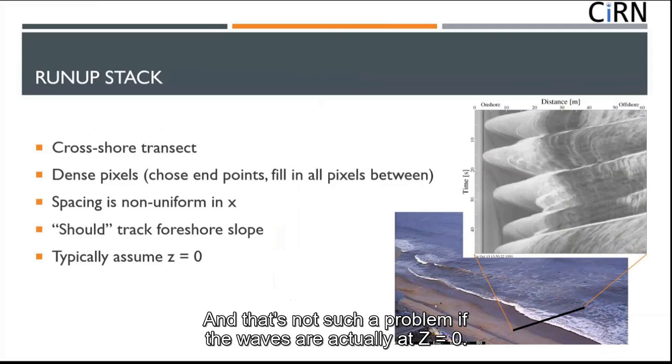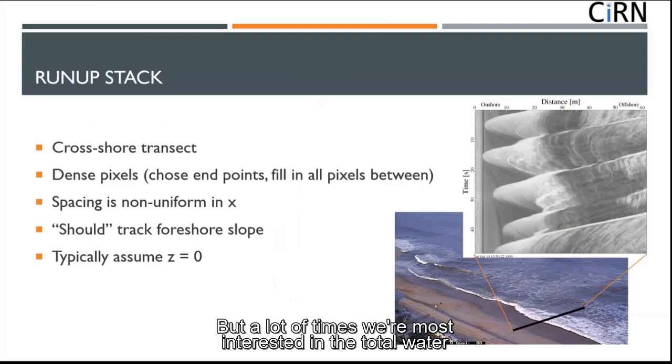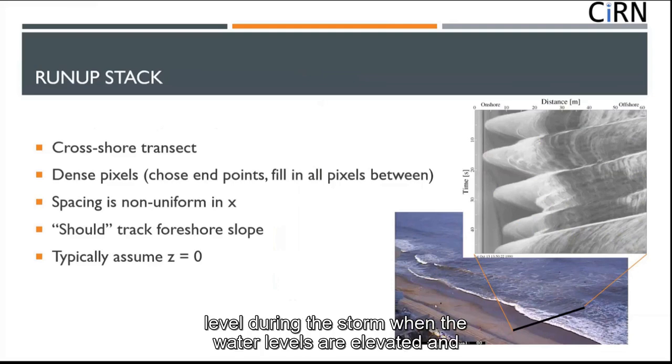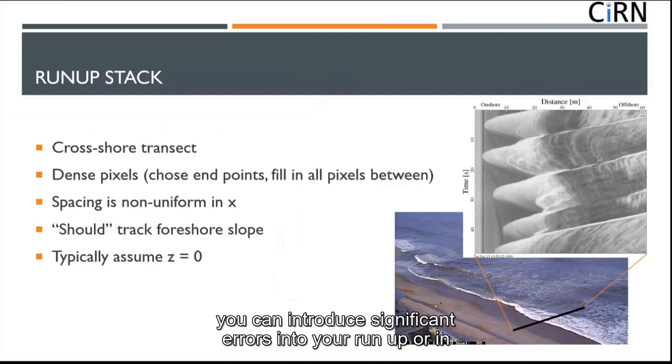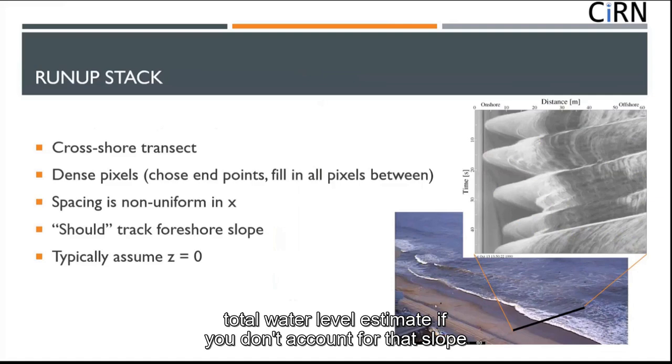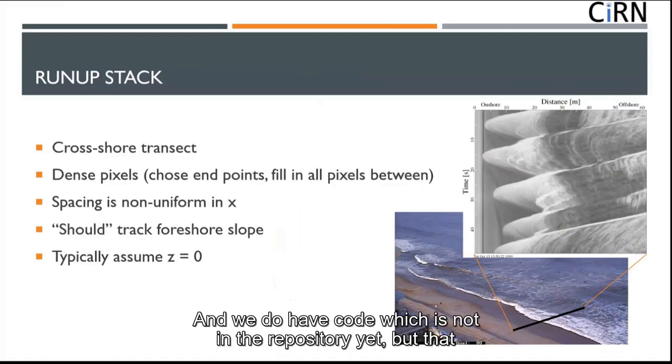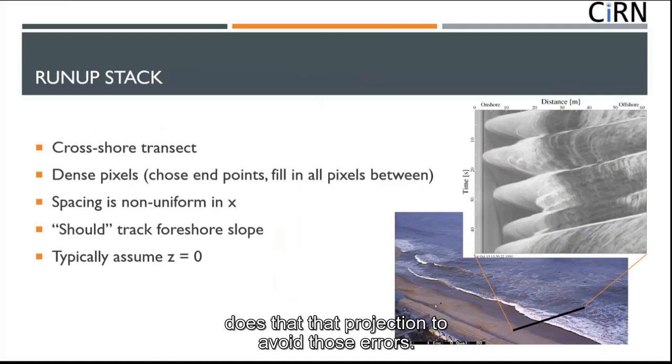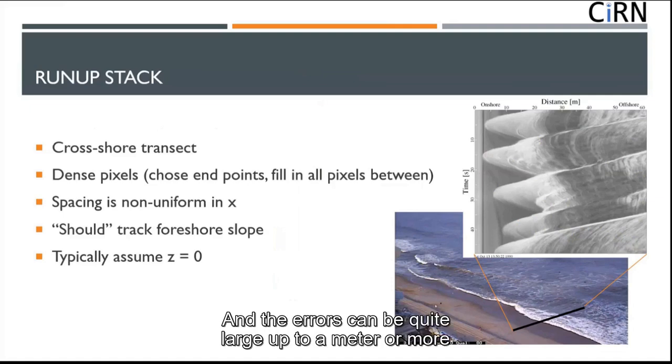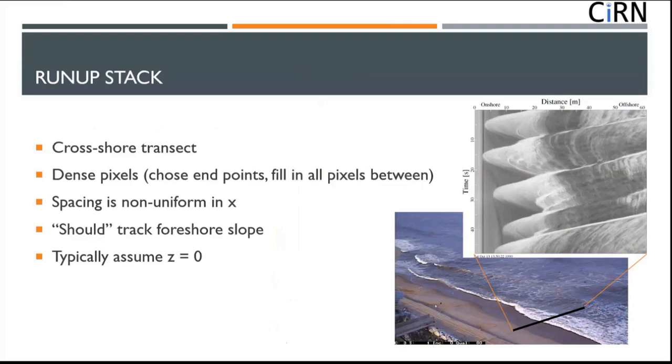And that's not such a problem if the waves are actually at z equals 0, but a lot of times we're most interested in the total water level during a storm when the water levels are elevated, and you can introduce significant errors into your run-up and total water level estimate if you don't account for that slope of the beach. And we do have code, which is not in the repository yet, that does that back projection to avoid those errors. And the errors can be quite large, up to 1 meter or more, depending on how far up the beach the waves are running.